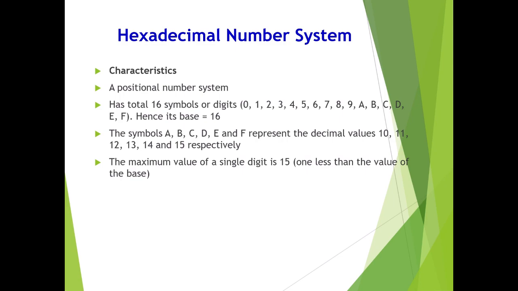So next and the last number system is the hexadecimal number system. As the name implies, it has 16 symbols or digits. The numbers are 0, 1, 2, 3, 4, 5, 6, 7, 8, 9. Then A represents 10, B represents 11, C represents 12, D represents 13, E represents 14, and F represents 15.